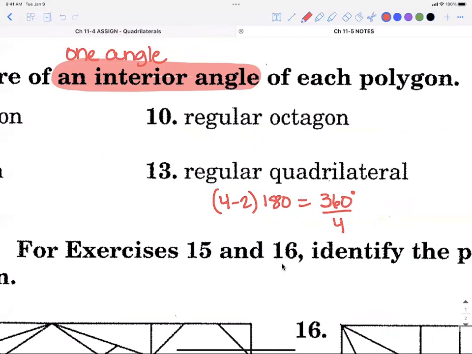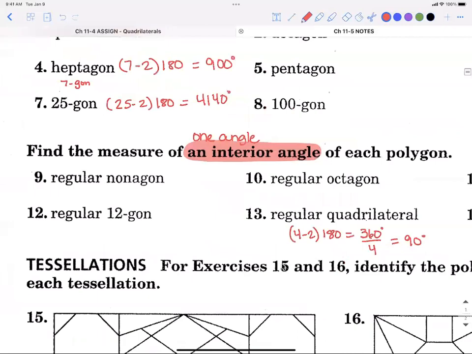And if they're all the same, we can just divide the total sum by the number of angles or by the number of sides, which is going to be the exact same thing. And we get 90, right? We already know that each angle in a quadrilateral is 90 degrees, but that's the math that backs it up. Make sense?